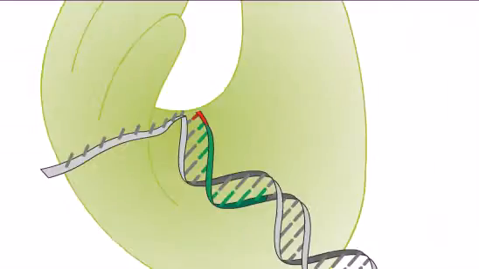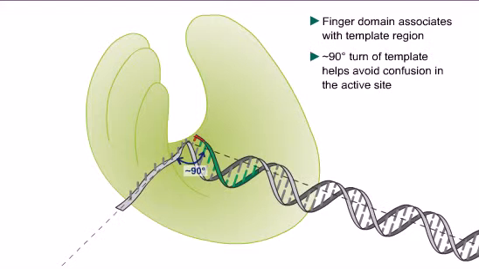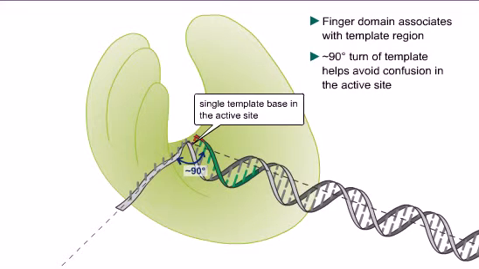The finger domain also plays a second role. The finger domain associates with the template region, leading to a nearly 90-degree turn of the phosphodiester backbone of the template immediately after the active site. This conformation of the template leaves only a single template base in the active site, preventing any confusion as to which base is ready to pair with the next nucleotide to be added.